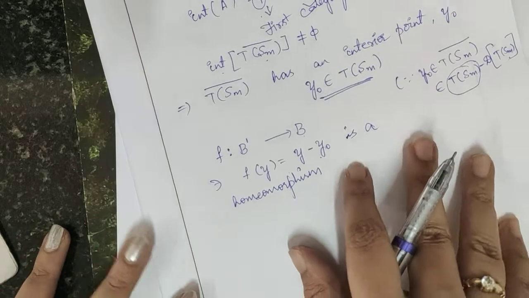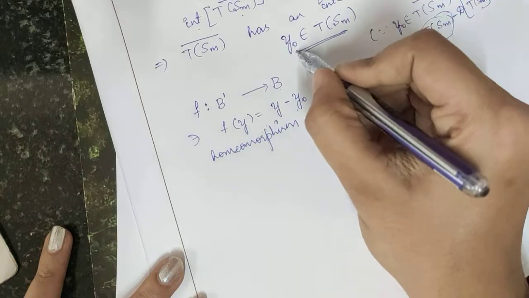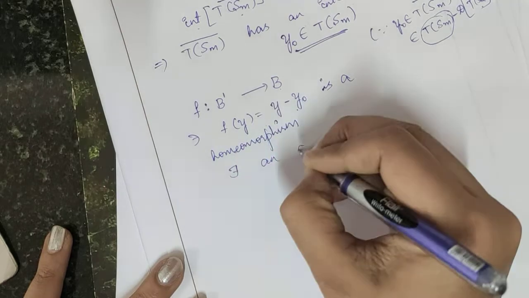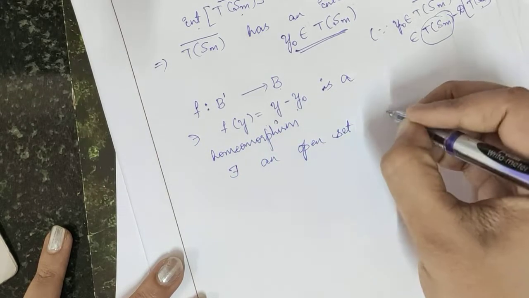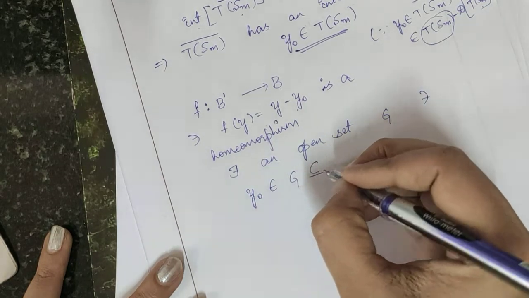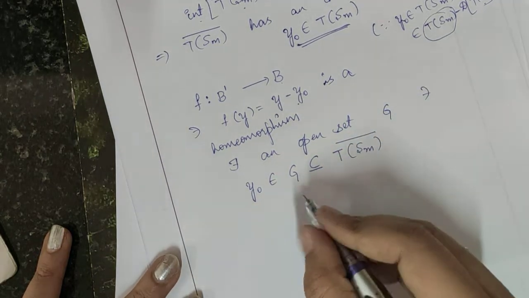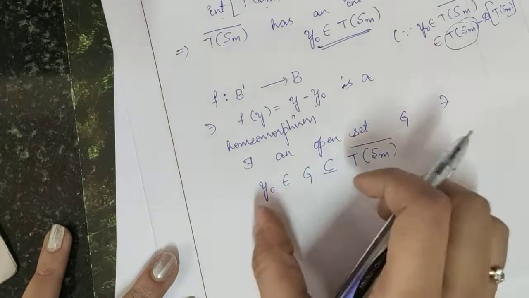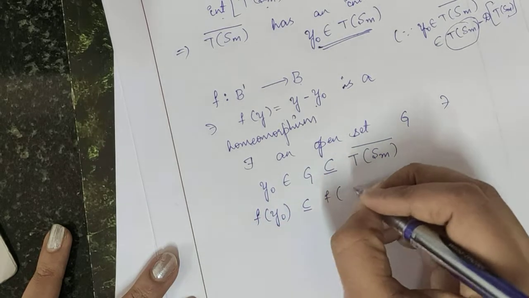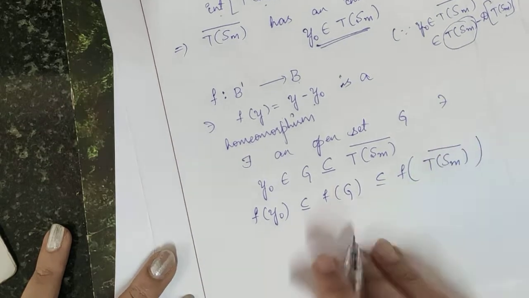How can you write this? You can understand this in one more way: if y0 is an interior point of this, then there exists an open set, say G, such that y0 belongs to G and this will be a subset of T of Sm whole closure. Now operate f on both sides on all the points. So you will get f of y0 is a subset of f of G, and this is a subset of f of T of Sm whole closure.